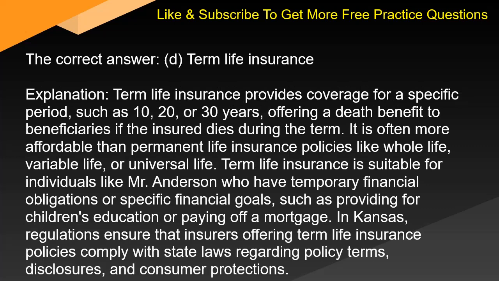The correct answer, D. Term life insurance. Explanation. Term life insurance provides coverage for a specific period, such as 10, 20, or 30 years, offering a death benefit to beneficiaries if the insured dies during the term. It is often more affordable than permanent life insurance policies like whole life, variable life, or universal life.